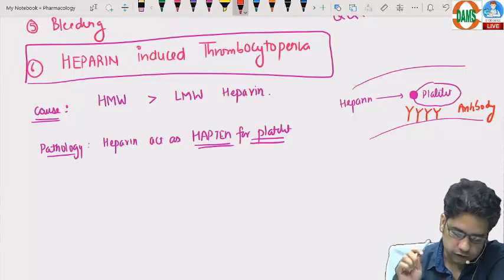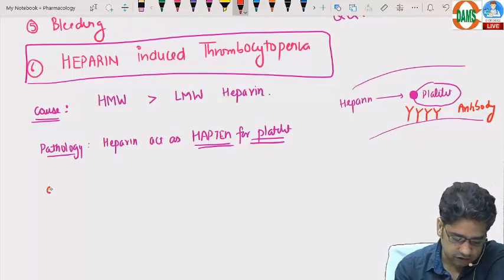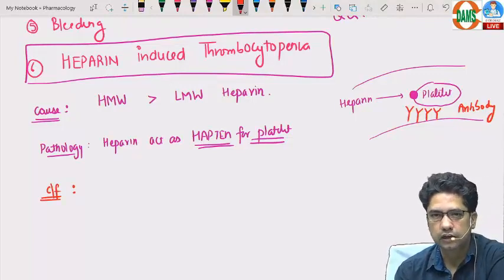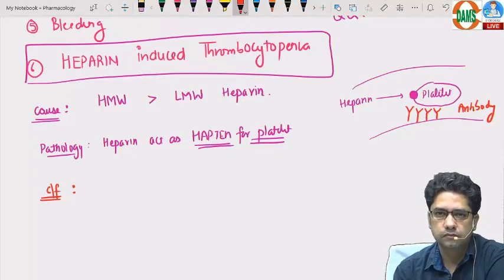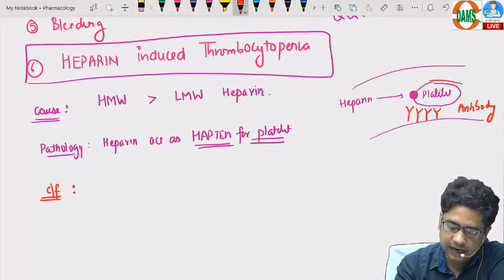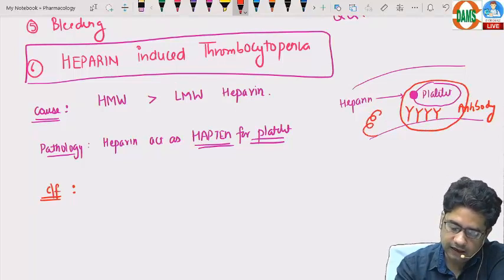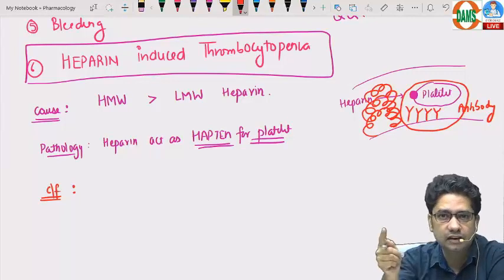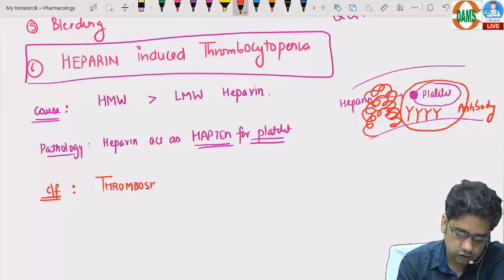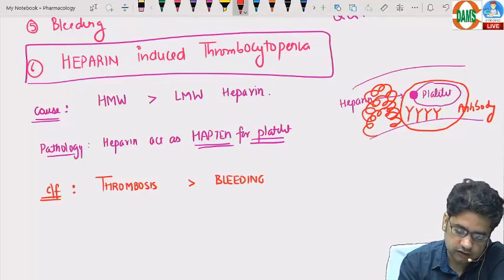Okay. Next point. Sir, what is the clinical feature? Can you tell me, if I have written heparin-induced thrombocytopenia, the main problem is not bleeding. The main problem is this antigen and antibody platelet. It can attach on blood vessels and it can now block a blood vessel. This platelet with antibody can attach in a blood vessel. The main problem is thrombosis. Although it is thrombocytopenia, the main problem here is thrombosis.